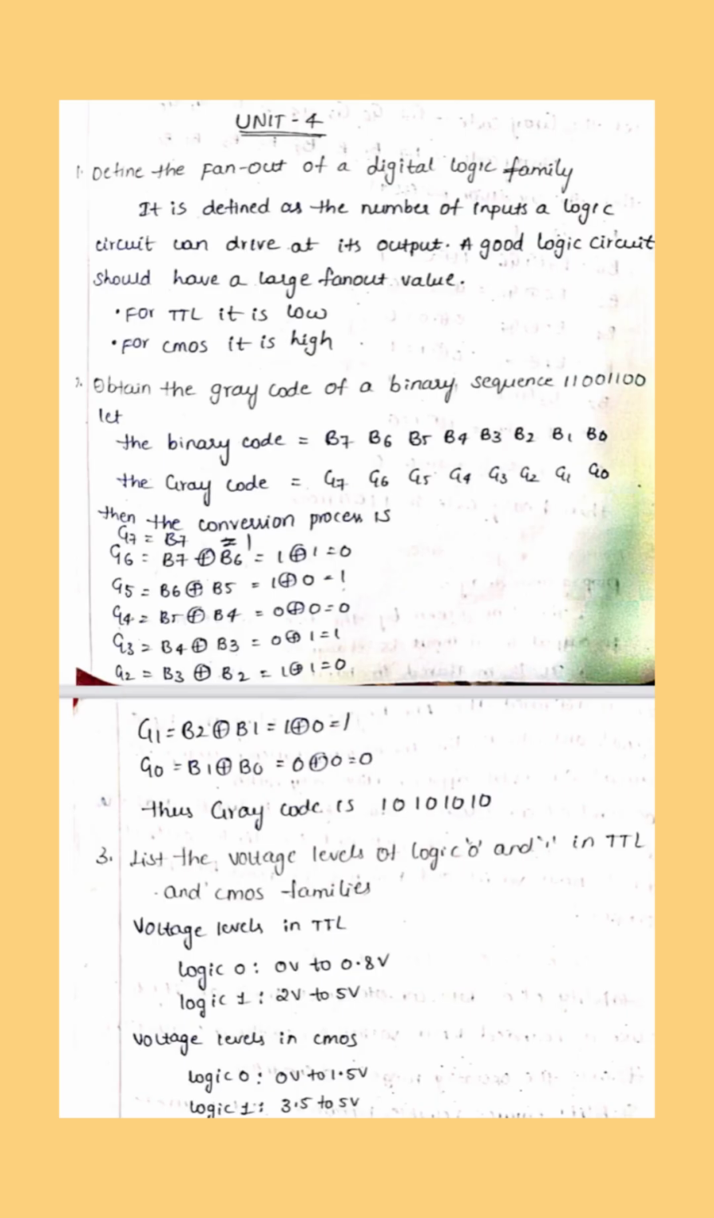Third question. List the voltage levels of logic 0 and logic 1 in TTL and CMOS families. The logic voltage levels will differ. In TTL, logic 0 is 0 to 0.8 volts and logic 1 varies from 2 to 5 volts. And in CMOS, logic 0 is from 0 volts to 1.5 volts and logic 1 is from 3.5 volts to 5 volts. Good logic levels we obtain in CMOS.